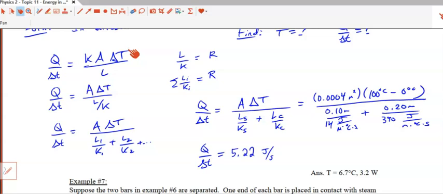I do believe, by the way, my answer down here is wrong. It's supposed to be 5.22 watts. Okay, that's it for this rather long example.